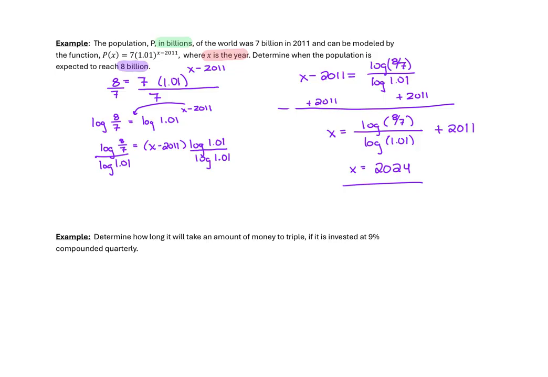Of course, this problem didn't take into account COVID, but they didn't know that was going to happen. All right. Okay, so this is the second one that we have.